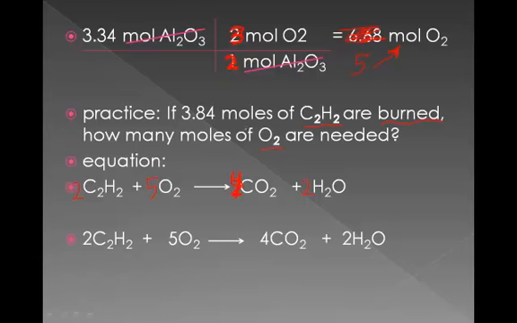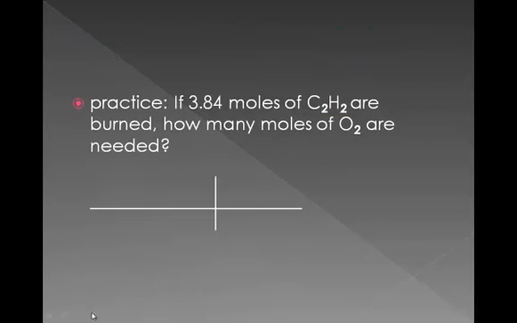Okay, so again, we are given 3.84 moles of C2H2. That's our given. That's our known. Our unknown, we want to know how many moles of O2, so we are looking for this. So the ratio we're interested in is this 2 to 5. What we want is going to go on top. What we're starting with is going to go on bottom. So let's set it up.